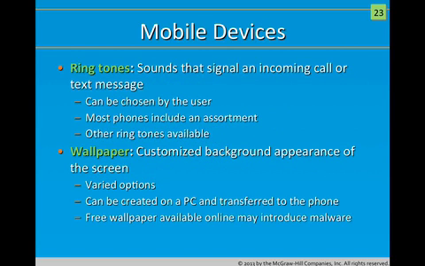Some other things to consider when you're using your cell phone is the ringtone. So you can choose to be alerted for different purposes, and that's preference. Wallpaper is the screen that you choose to have in your background. Again, you can make a lot of just personal preference choices about those things.